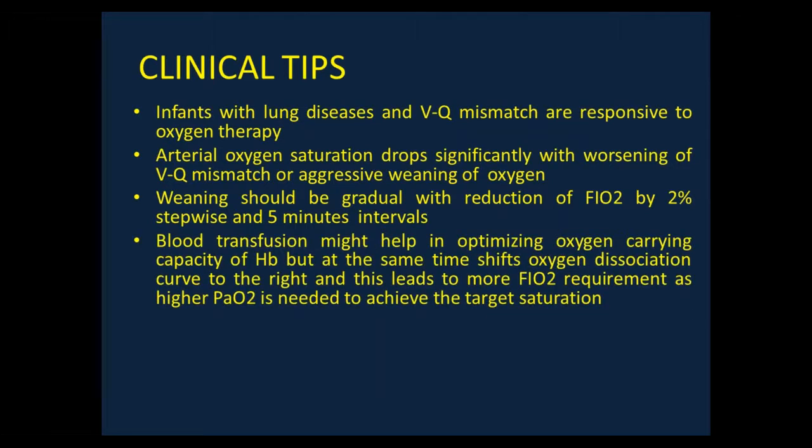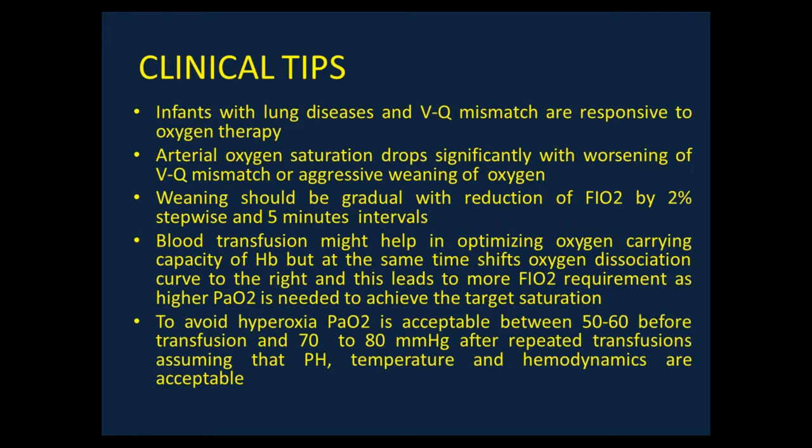Blood transfusion might help in optimizing the oxygen carrying capacity of hemoglobin, but at the same time it shifts the oxygen dissociation curve to the right, and this might lead to more FiO2 requirement, as a higher partial pressure of oxygen is needed to achieve the target saturation, as we explained on the graph. To avoid hyperoxia, partial pressure of oxygen between 50 to 60 mmHg is acceptable before transfusion, or 70 to 80 mmHg after repeated transfusions.